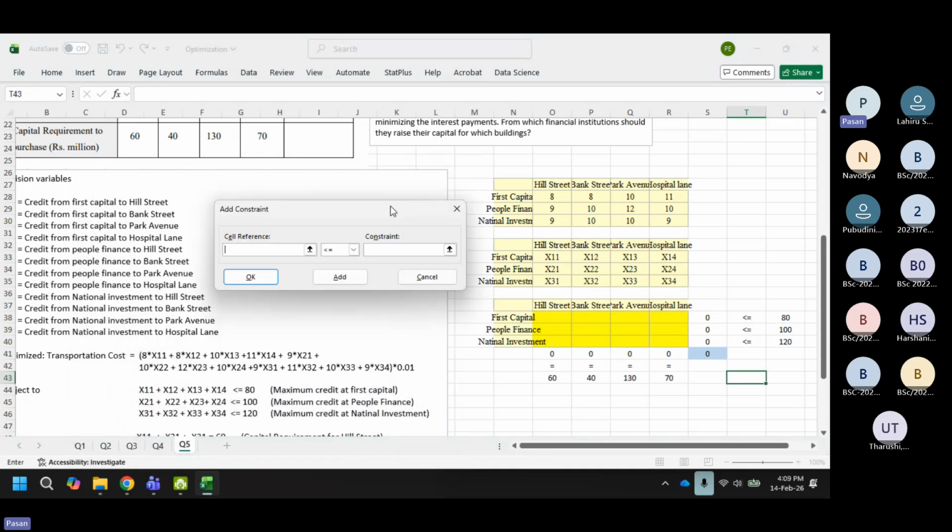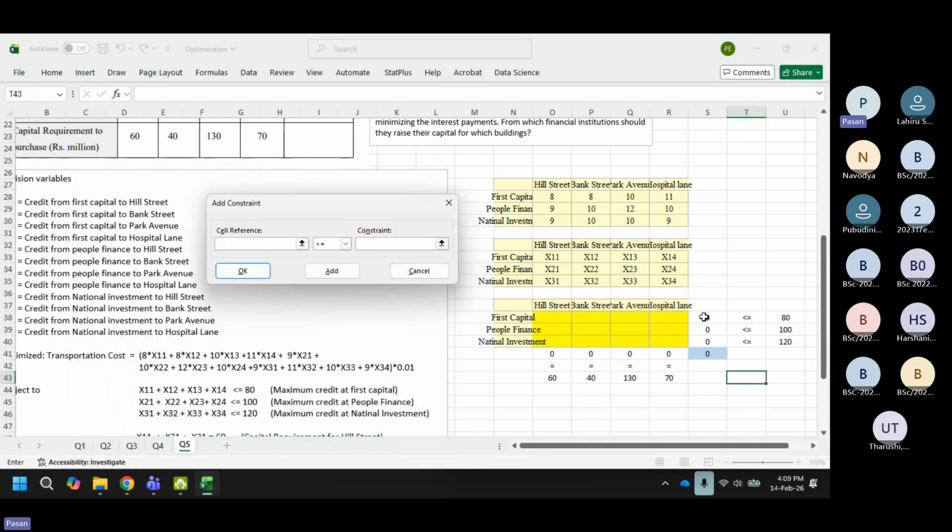Now I have to be careful on these constraints, right? So now first one is this one here, and it's less than or equal to 80. And this one less than or equal to 120. And this one 120. Okay. And then these constraints here. So this is equal to this guy. This is equal to this one.